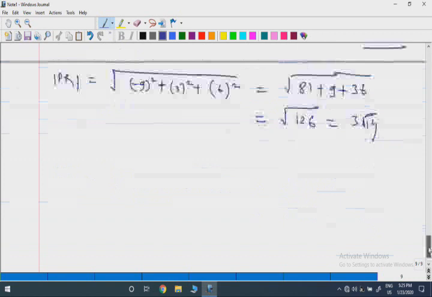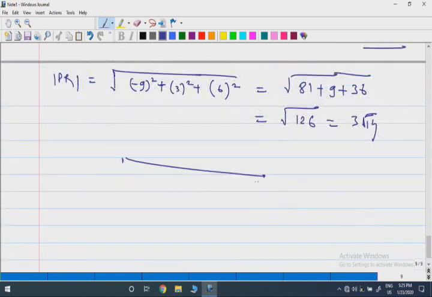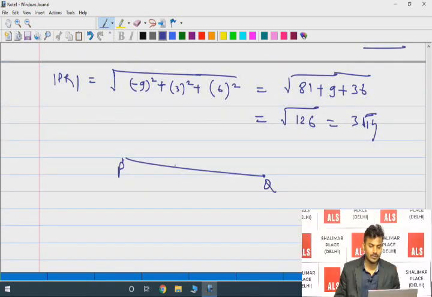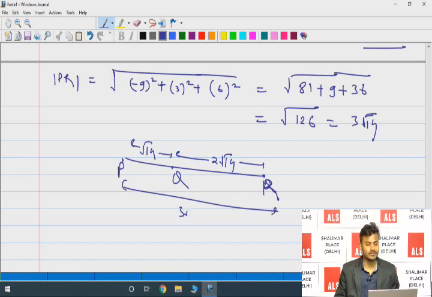So clearly, what is the answer? P and R are the extremes, and Q will be somewhere here. Root 14, this is 2 root 14, so this will be your total 3 root 14. Hence we have proved. Is that clear? As we are getting mod PQ plus mod QR equals mod PR, hence P, Q, R are collinear points. Is there any doubt, anyone?